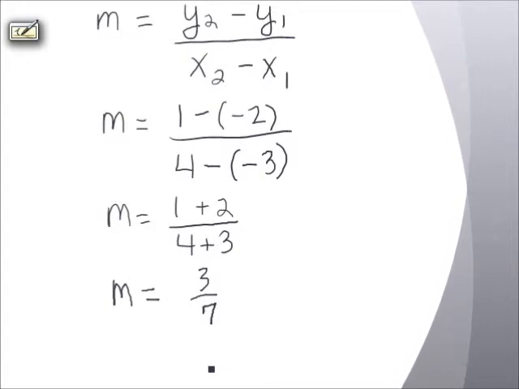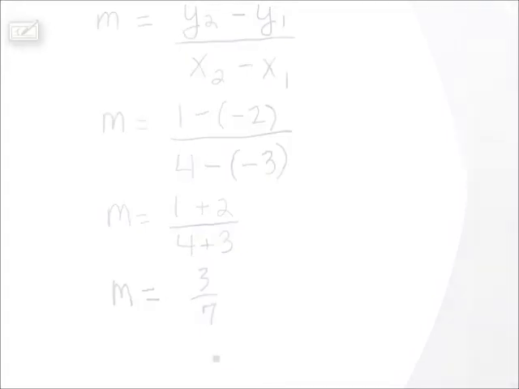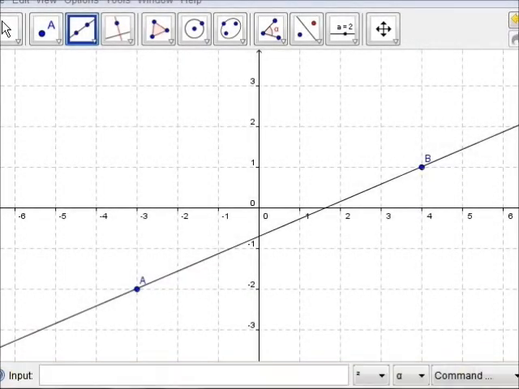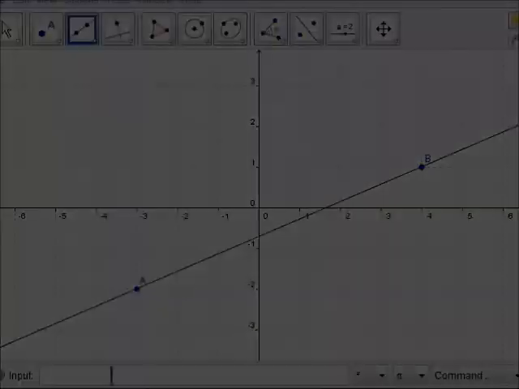We can now say that the slope, m, equals 3/7. Remember that the slope is rise over run. Let's verify that 3/7 is correct. From the point -3, -2, let's count the number of units up to the point 4, 1. 1, 2, 3. Now let's count the number of units over to the point 4, 1. 1, 2, 3, 4, 5, 6, 7. 3 over 7 is the slope of this line.